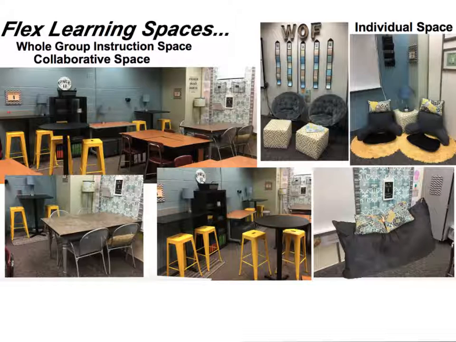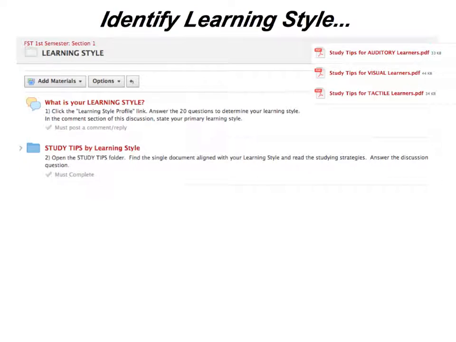During their work time, they can work individually or with others by sitting at the dining tables of 4, the high-top desks with the bar stools, and other groups of 2. Students can also work in an individual space. They can choose to sit on the floor with lap desks, sit in comfy chairs with footstools, or on a giant beanbag. At the onset of the course, students will identify their learning style.